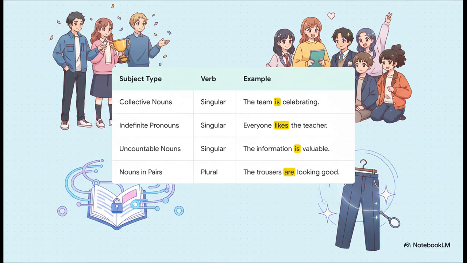Now, the one oddball here is nouns that come in pairs, like trousers or scissors. We always think of them as plural, so they get a plural verb. The trousers are looking good.